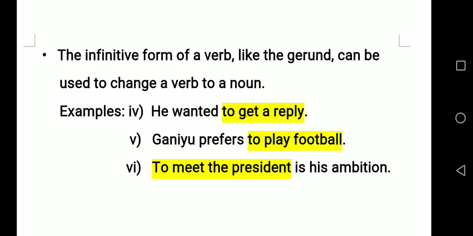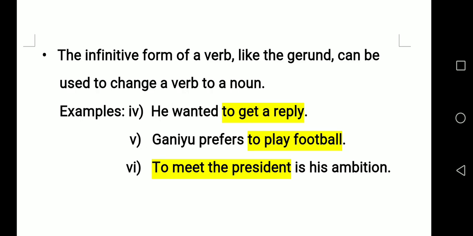To get a reply is the object of the verb wanted. To play football, in this case, is the object of the verb prefers. So the noun clause can be the subject of a verb or the object of a verb. To meet the president is his ambition. In this sentence, to meet the president is a subject and it's a noun clause.